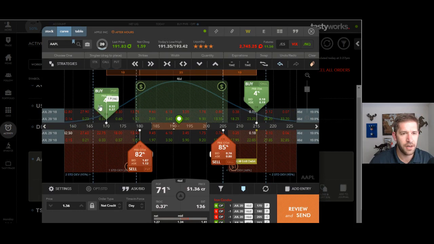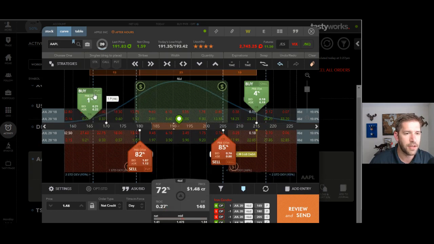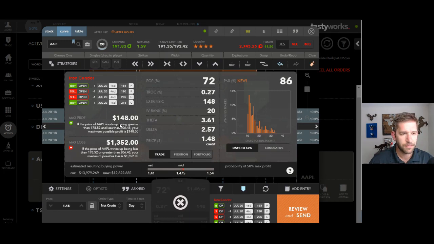If I have $10 on each side, I have a maximum loss of $864. Okay, that's the 136 plus 864 equals the $10. That's $1,000 of risk. But if I drag this guy down to 15, only that one side, I've increased my loss to $13.52, and my profit hasn't gone up that much.